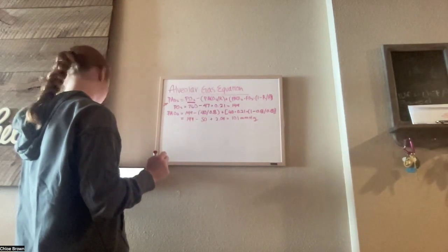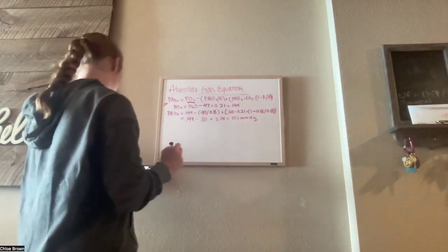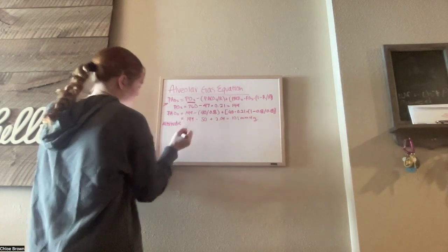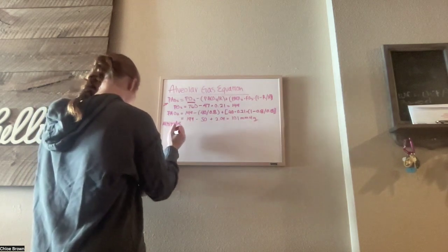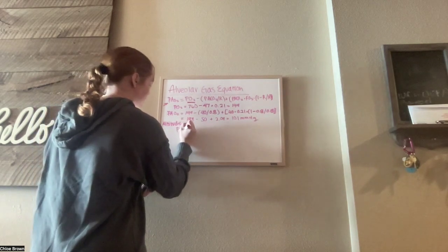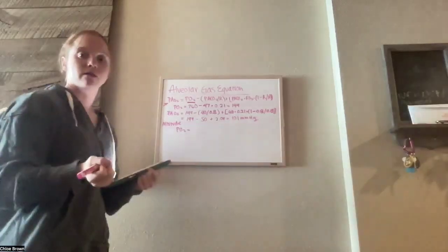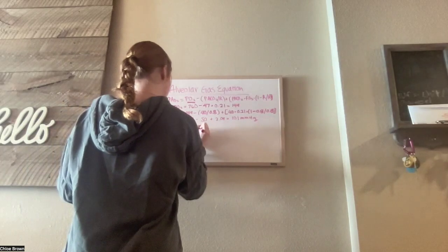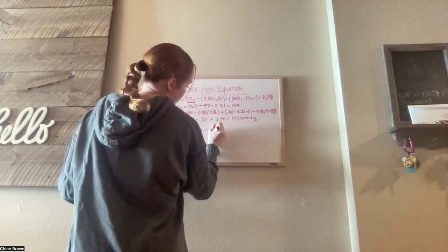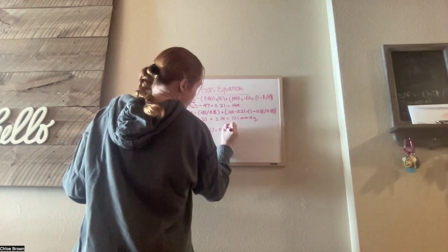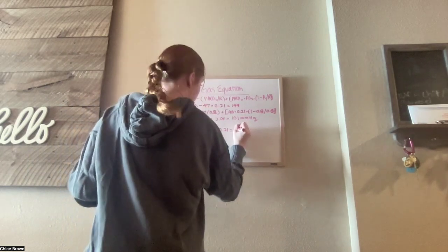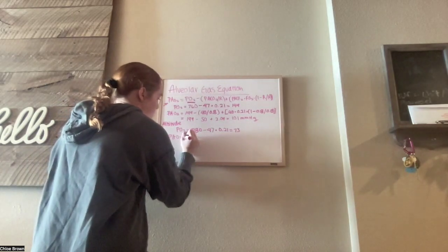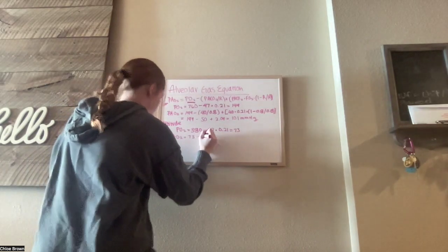And then for an example at altitude, we need to do the same thing. So at 18,000 feet, the barometric pressure is 380. Subtract that by 47 for humidification and multiply by 0.21, and we end up with 73. And then you can plug that into the equation.